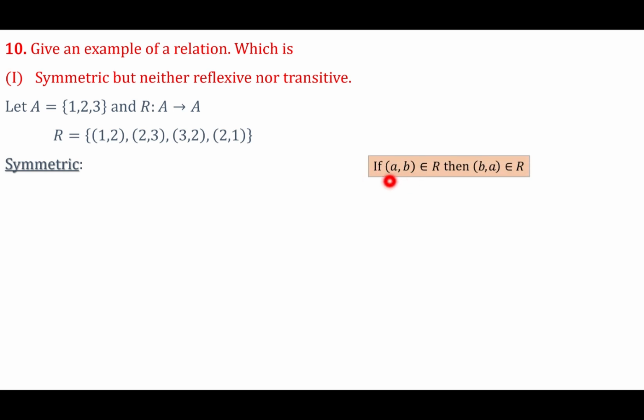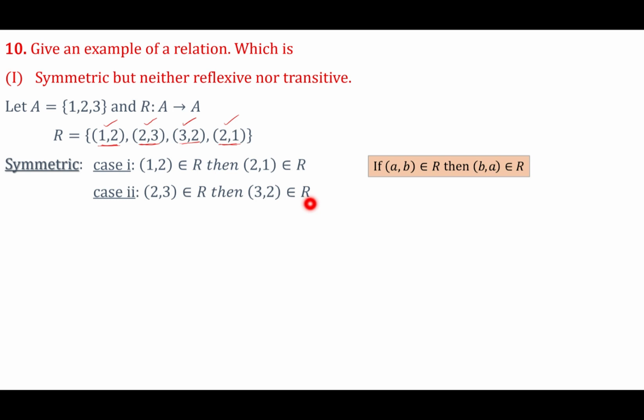A symmetric relation says if (a, b) belongs to R, then (b, a) must belong to R. So if (1, 2) belongs to R, (2, 1) must be there. Yes, it is there, so these two ordered pairs satisfy the symmetric condition. And if (2, 3) belongs to R, then (3, 2) belongs to R, so these two ordered pairs also satisfy the symmetric condition. This is what I wrote. At first, (1, 2) belongs to R, then (2, 1) belongs to R. And second, if (2, 3) belongs to R, (3, 2) belongs to R, which means the given relation is symmetric.